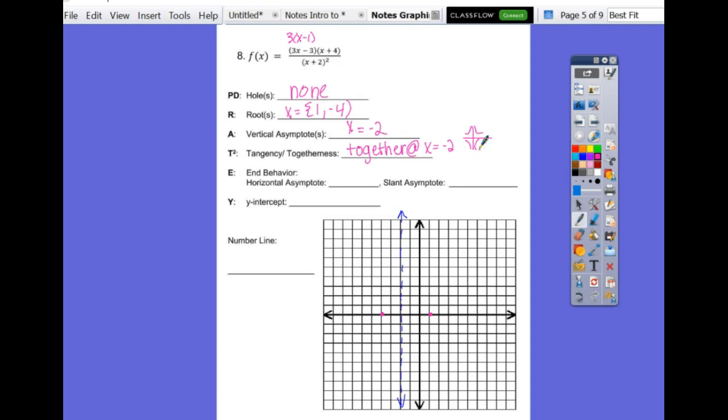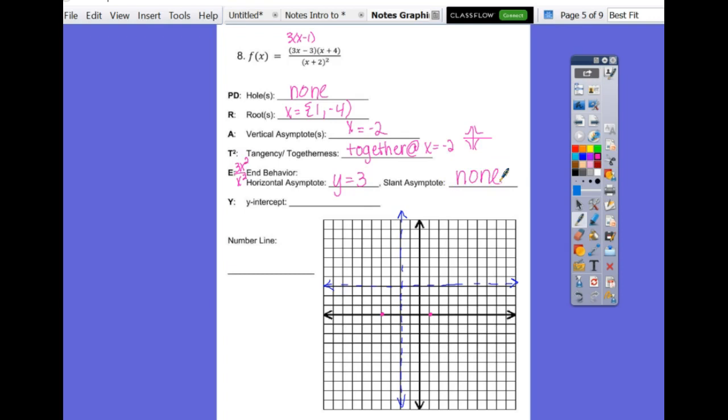Next I'm going to check my end behavior. On top I have 3x squared, and on bottom I just have x squared. These are tied, so I'm going to use the leading coefficient, which is y equals 3. I'm going to put that on the graph before I forget. So this goes here. That means I have no slant asymptote this time.